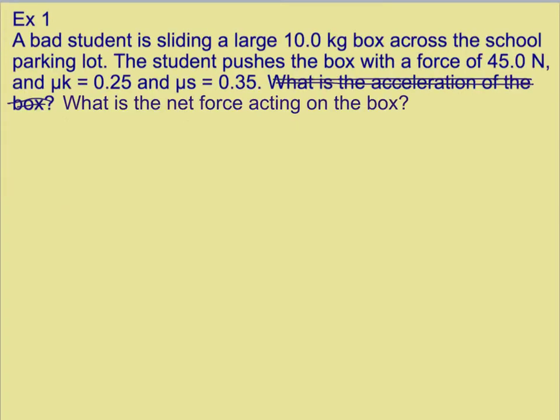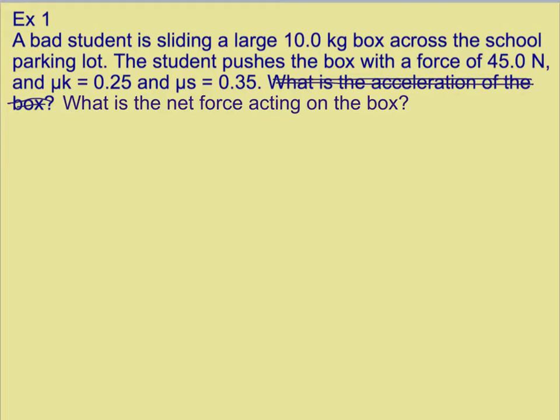So we've got a bad student sliding a large 10 kilogram box across the school parking lot. Bad guy. The student pushes the box with a force of 45 newtons. We're told what the coefficient of kinetic friction is and the coefficient of static friction. Originally I'd asked what's the acceleration of the box. We can't actually do that yet. But what I do want to ask is this: what is the net force acting on the box? That's something that we can do.